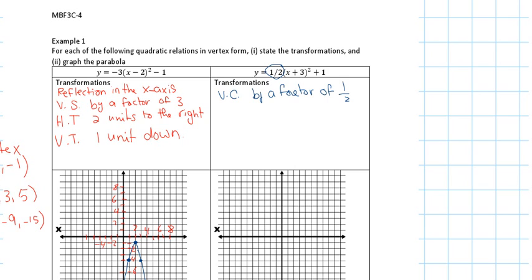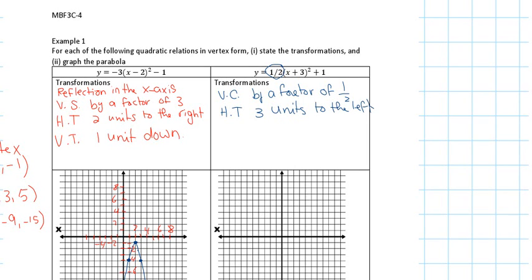Then, after the horizontal, HT, 3 units to the left. Do we all agree with this? Okay. Good.